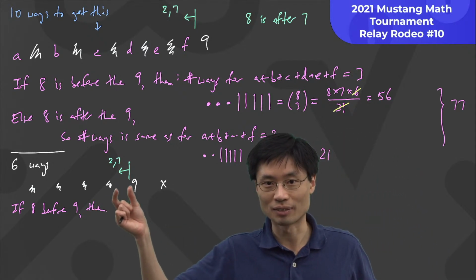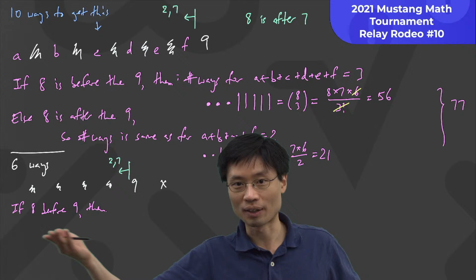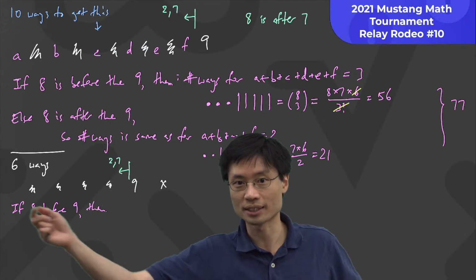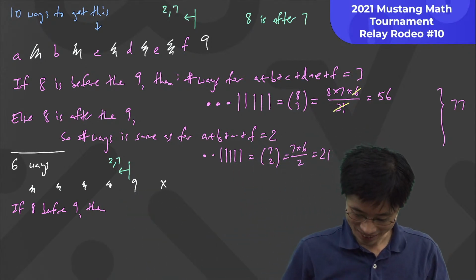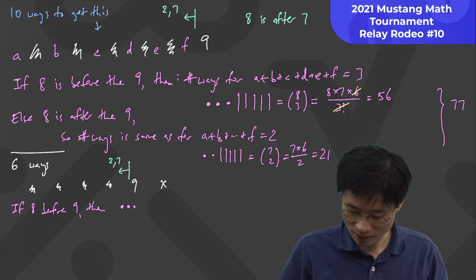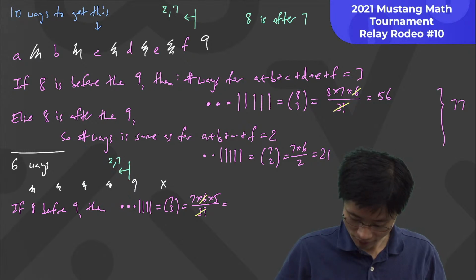Now how many gaps do I have? I have actually 4 separators. Over here I had 5 separators. And now if I have the 8 before the 9, I need to put 2 dots into these 1, 2, 3, 4, 5 cavities, right? So then the number of ways is, if the 8 is before the 9, all 3 dots go there, and there's 4 separators, which is equal to 7 choose 3, which is 7 times 6 times 5 over 3 factorial, which is 35.